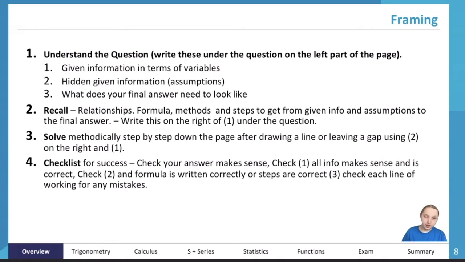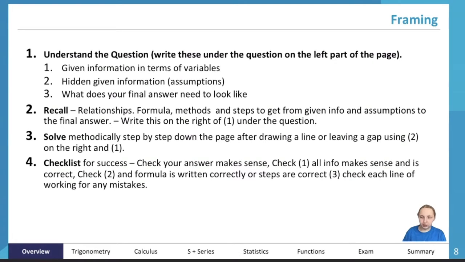Okay. Then the third thing you're going to want to be doing is solve the question. Step by step, go down the page, or you can draw a line in the middle and do half on the left side of the line, half on the right side of the line. You want to make sure that however you're solving the question, you do it really clearly and you've got a methodical way to go, line under line.